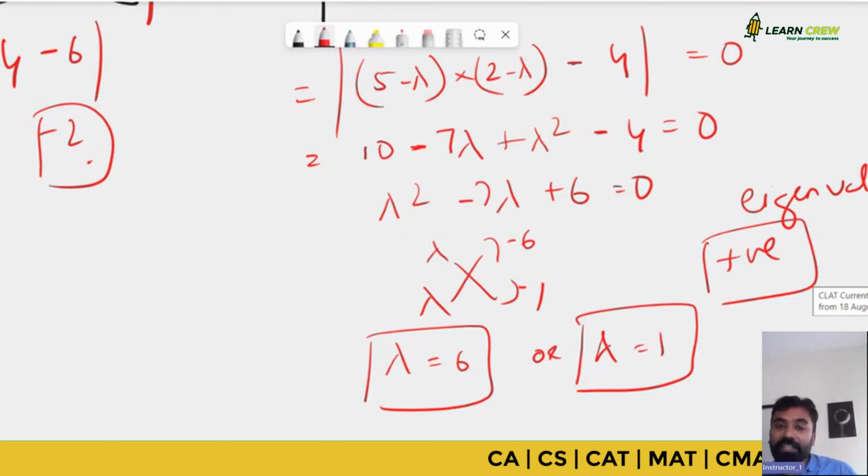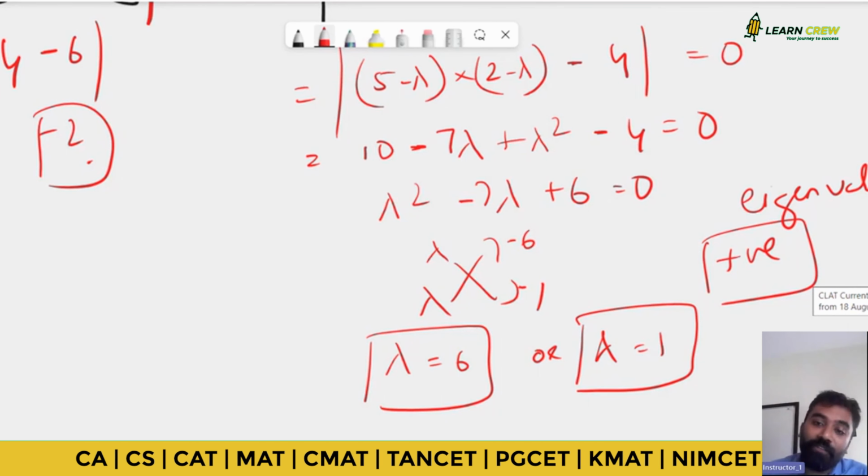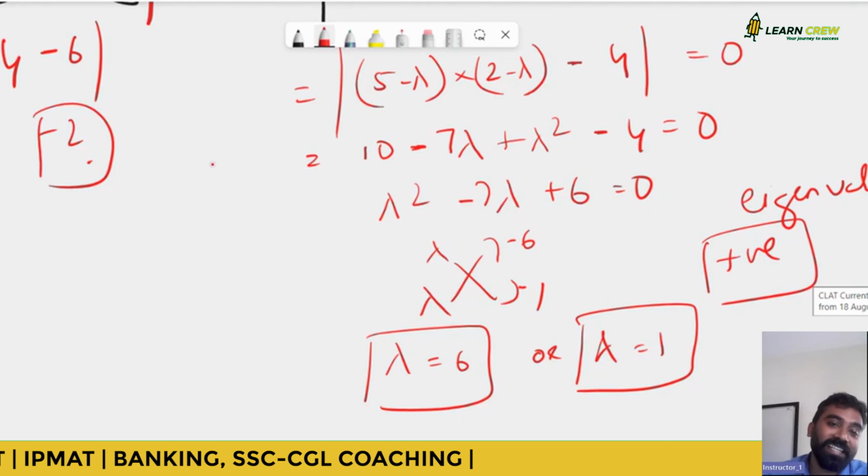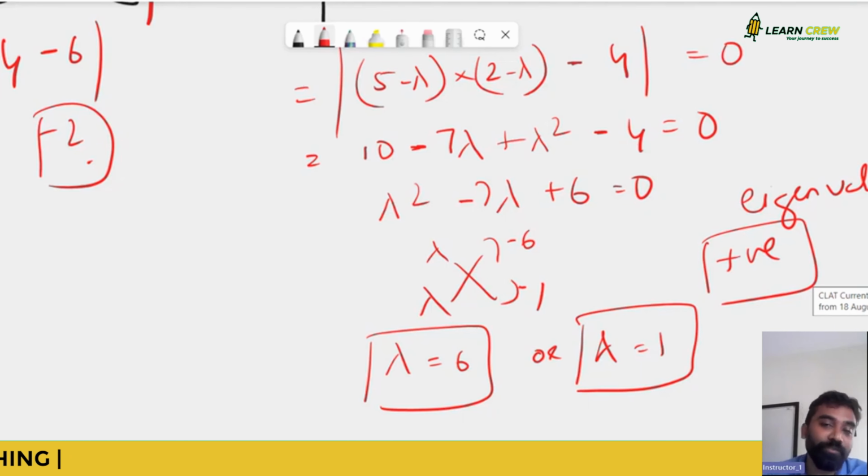In a symmetric matrix, the eigenvalues will always be positive. Here, I had just taken an example. But if you take an actual symmetric matrix and try to solve it, you will get the eigenvalues as positive numbers. Real and positive, not imaginary. These are called the eigenvalues.